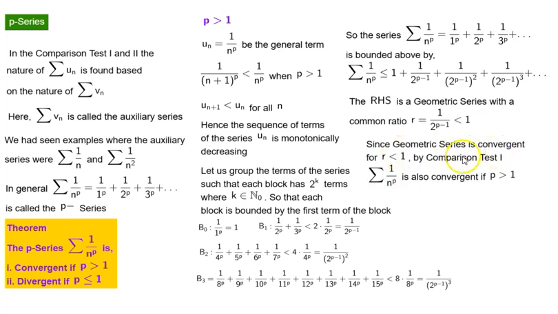Since a geometric series is convergent for r less than 1, by the comparison test, the series sum of 1/n^p is also convergent if p is greater than 1. So we have proved the first case. Now let's look at the next one.